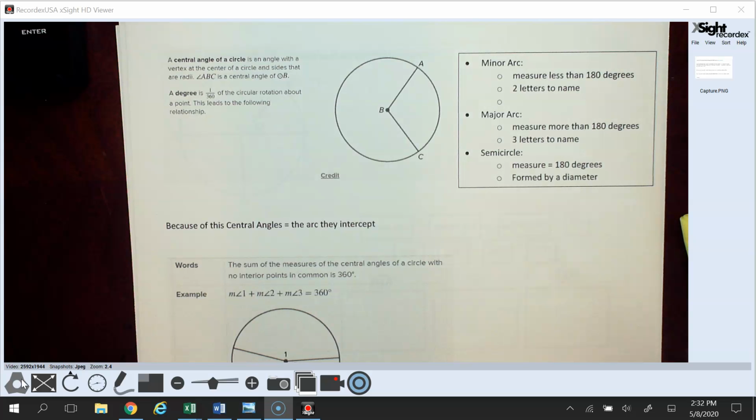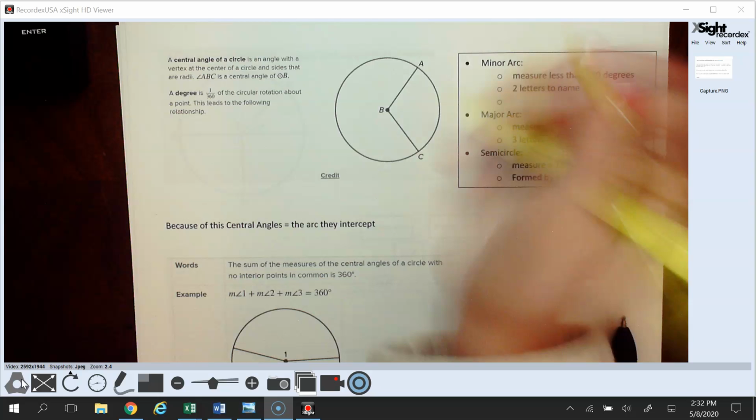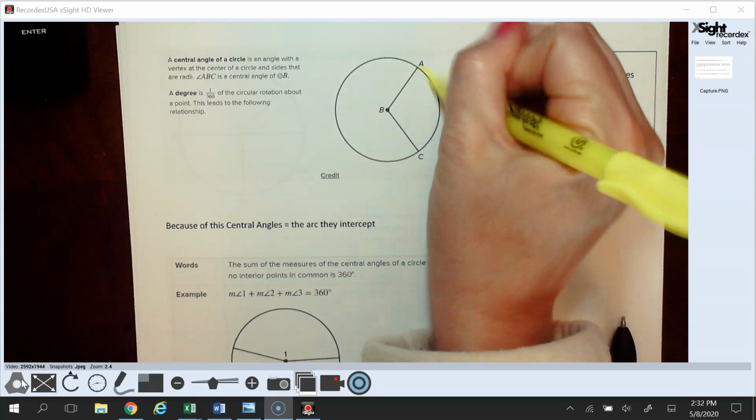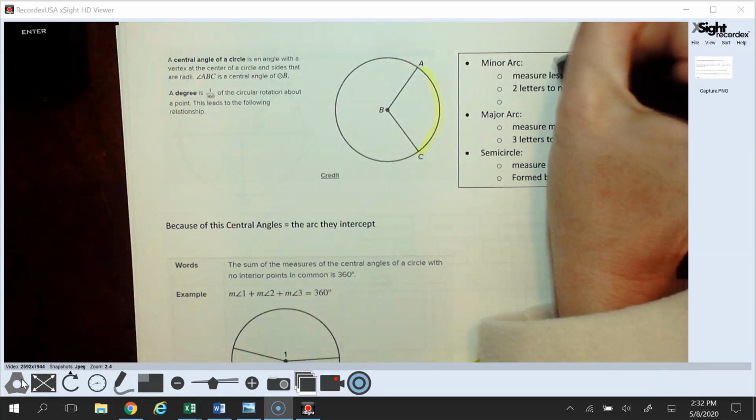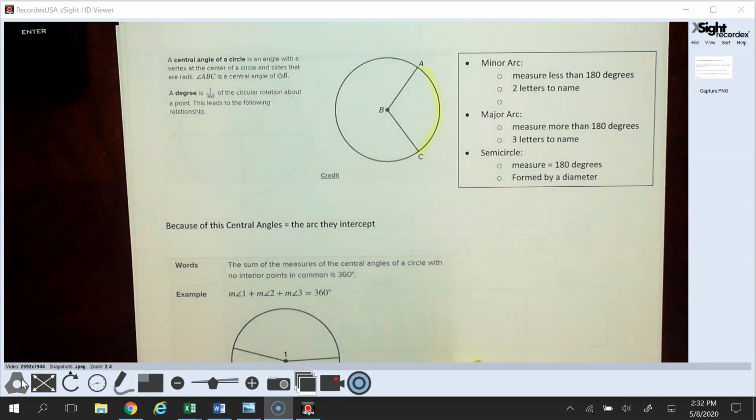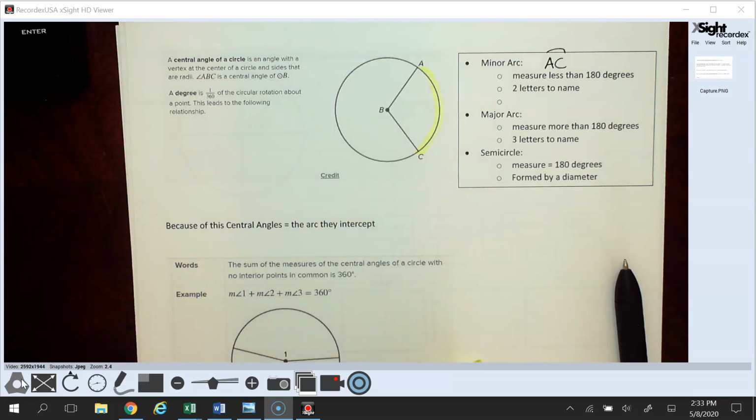Now, let's talk about arcs. So we have a minor arc. An arc is a piece of a circle, so any piece of a circle. First of all, we have a minor arc. A minor arc would be like AC. So minor arc AC is going to measure less than 180 degrees, and it's going to be named with two letters.